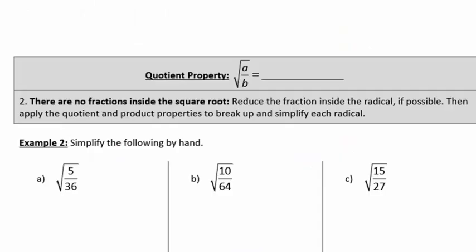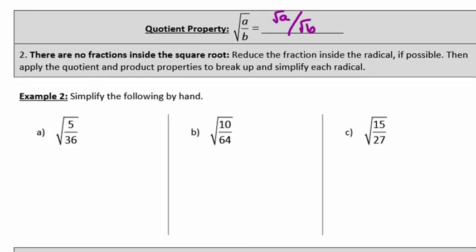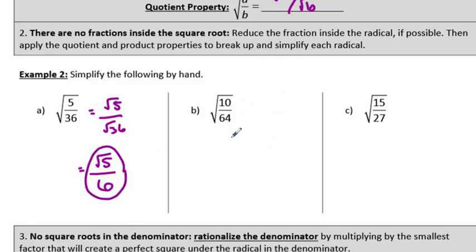Okay, let's look at the next page. The quotient property. The quotient property says that if you have two numbers inside of a square root separated by division, you can separate them into the square root of a divided by the square root of b. So this brings us to the second property. We're not allowed to have any fractions inside of a square root. So if we do, we're going to reduce them by putting them in separate square roots. So we're going to simplify this to the square root of 5 over the square root of 36. I don't know the square root of 5, so I'm going to leave that as the square root of 5, but the square root of 36 can be simplified to 6. So that would be fully reduced.